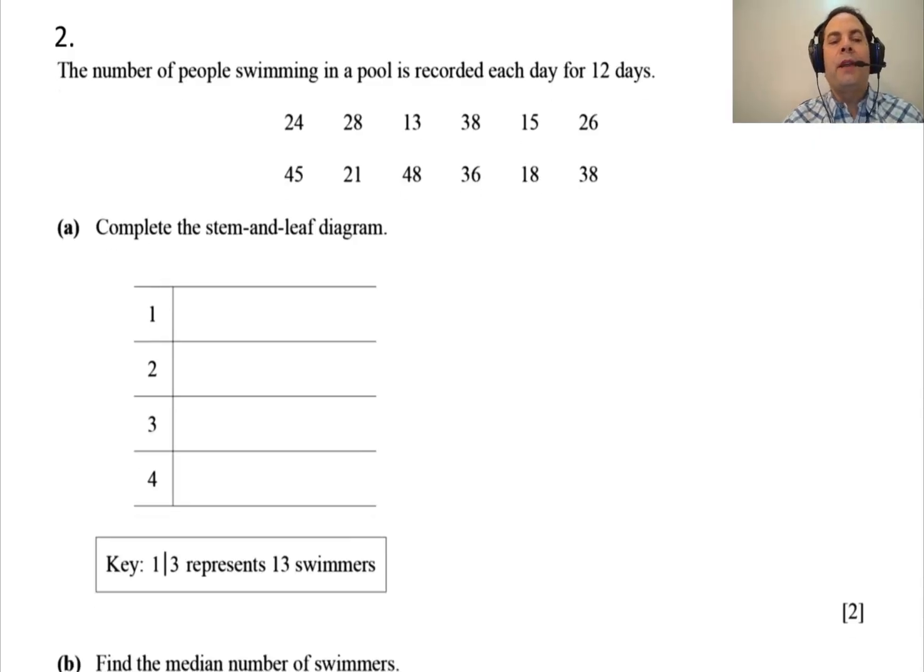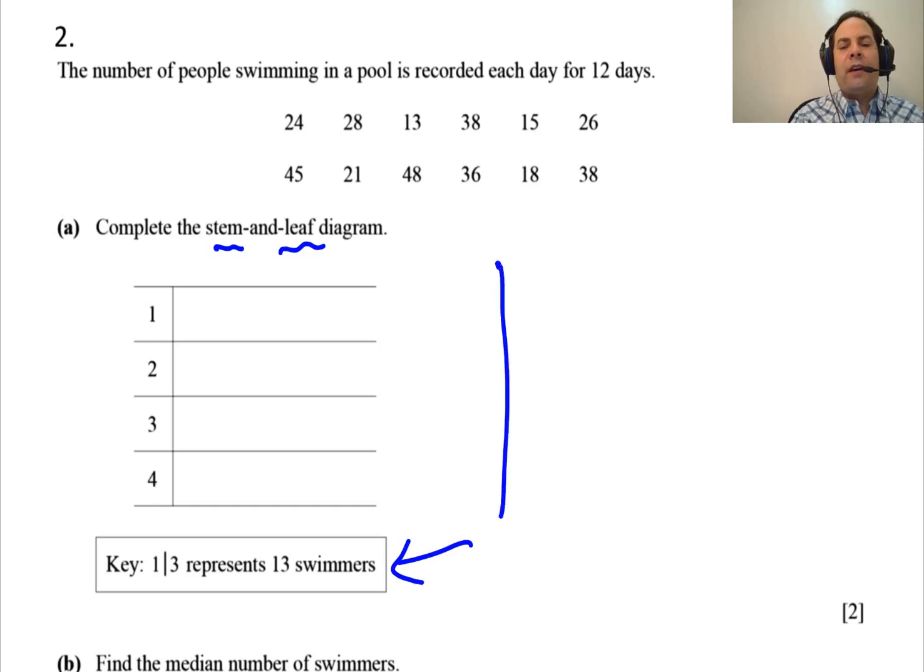Question number 2. The number of people swimming in a pool is recorded each day for 12 days. So this means we have 12 numbers here, and we are asked to complete a stem and leaf diagram to organize the data. So you have to know which is the stem and which is the leaf. This is according to the key given in the question. It says 1, 3 means 13. This means the tens digit will be the stem and the units digit will be on the right-hand side to represent the leaves. Let us start with 24.